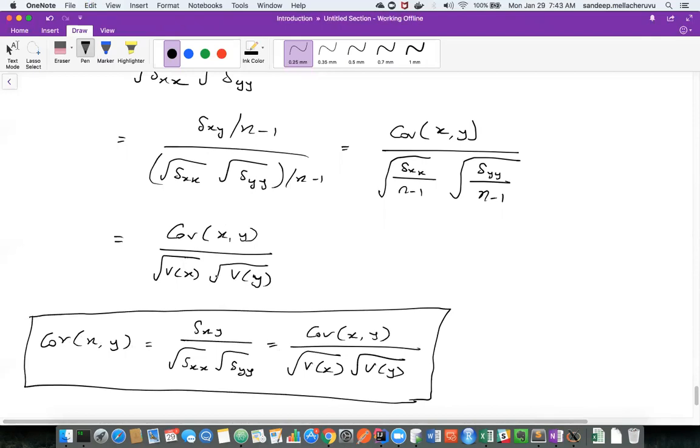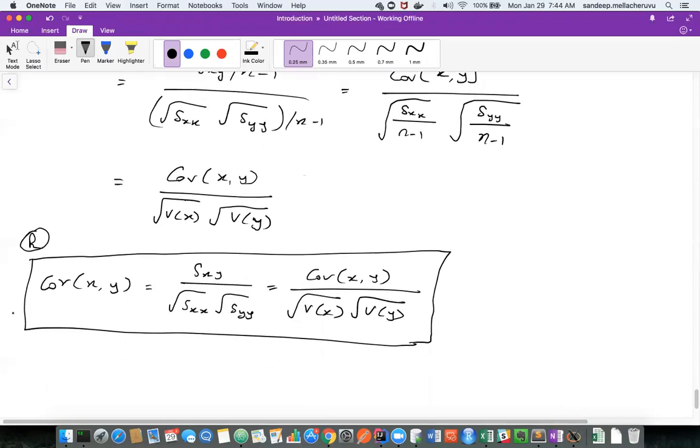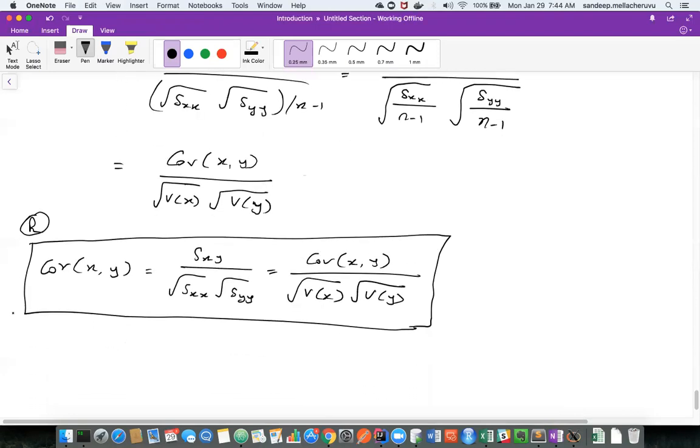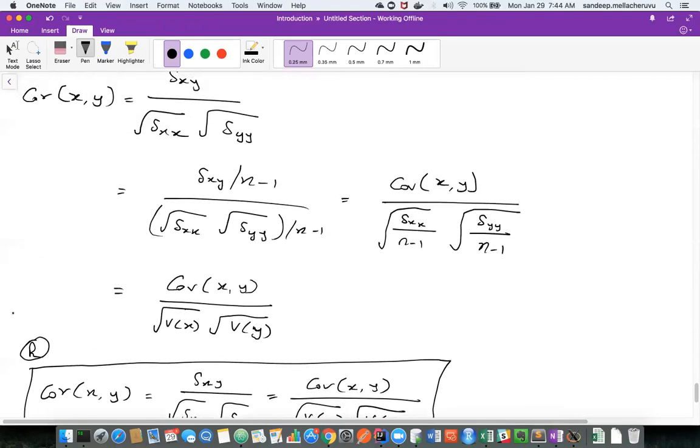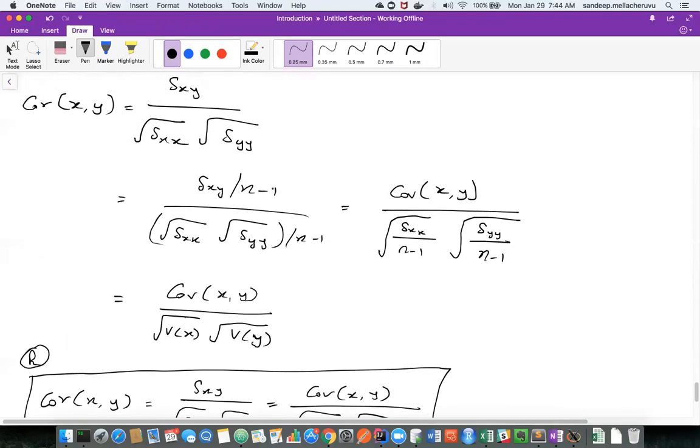In general, I'll keep an R so that you'll remember that you need to remember this. Any formula that you need to remember, I'll keep R, just learn this formula by heart. Any questions till now? I just derived a few things here. It's a very simple derivation. I mean, it's not even called a derivation actually.